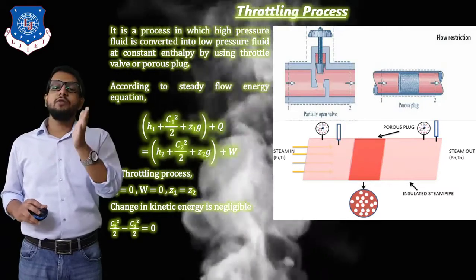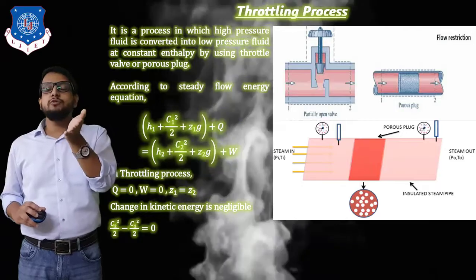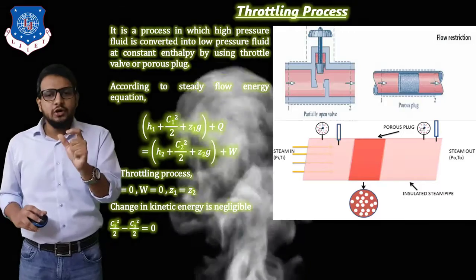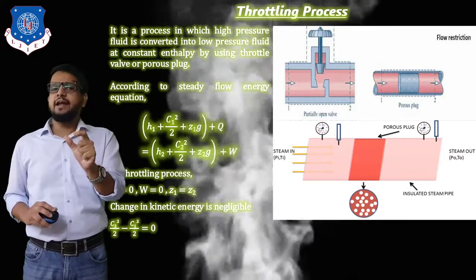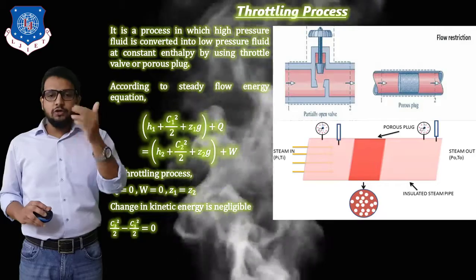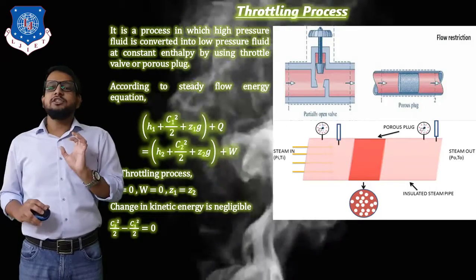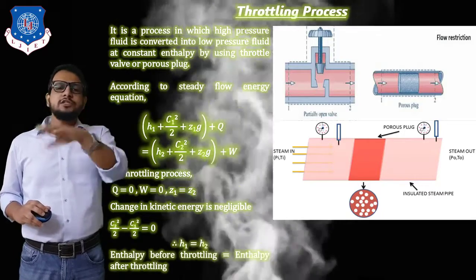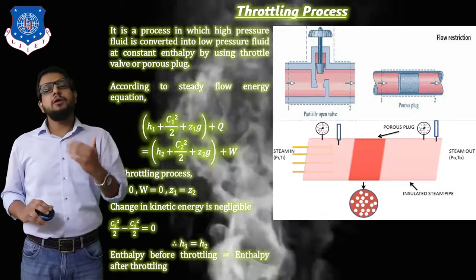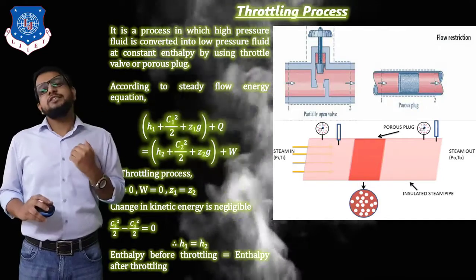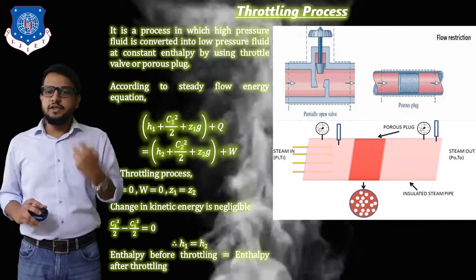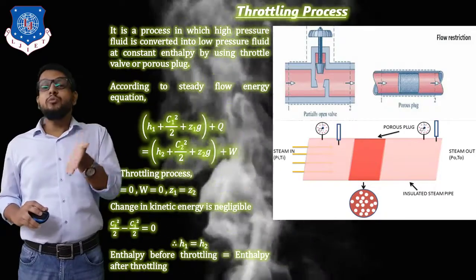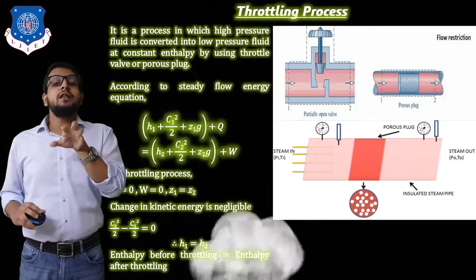That is, from section 1 to section 2, if we see C2 square minus C1 square, then the change is very negligible. We would say that it is not zero, but it is very small, so we can neglect that value. So in this equation, we are going to neglect the change in kinetic energy. After substituting all these values, that is Q is equal to 0, W is equal to 0, Z1 is equal to Z2, and change in kinetic energy taken as negligible, that is 0, the equation becomes H1 is equal to H2. So this is our final equation.